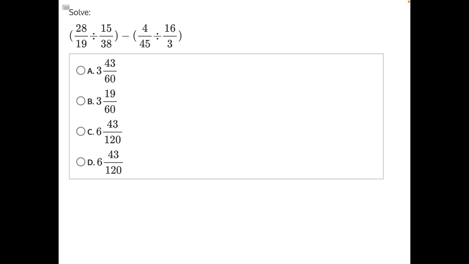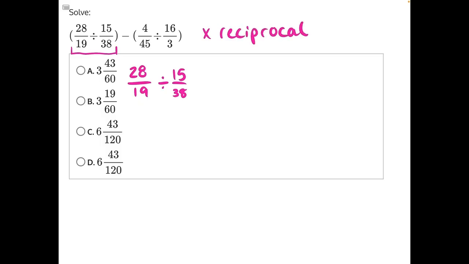To solve this question, we first need to follow our order of operations and solve each of these sets of parentheses independently. So let's start with that first set of parentheses. 28 over 19 divided by 15 over 38. Remember that dividing with fractions is the same thing as multiplying by the reciprocal, or the flip of that fraction.